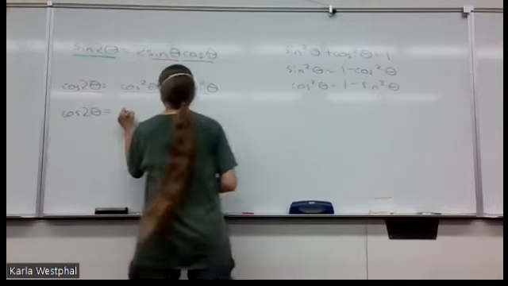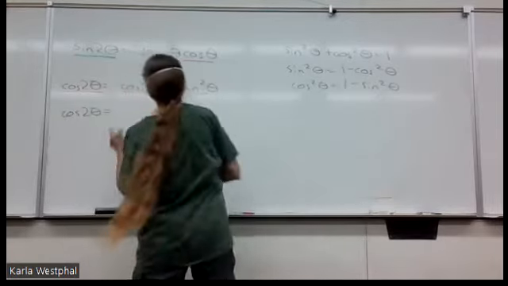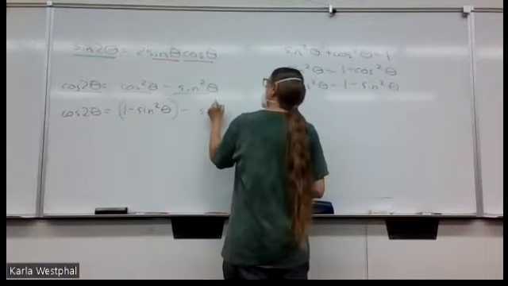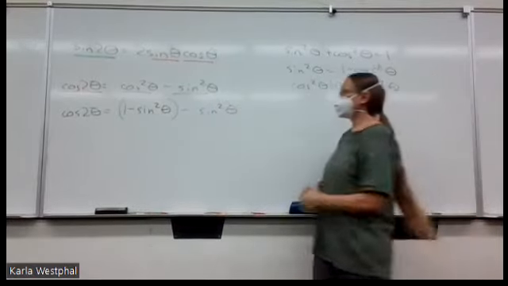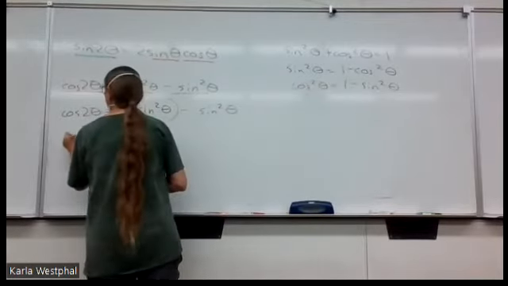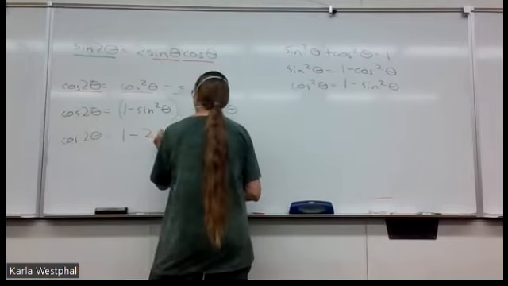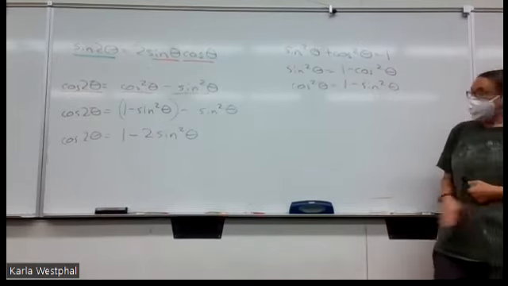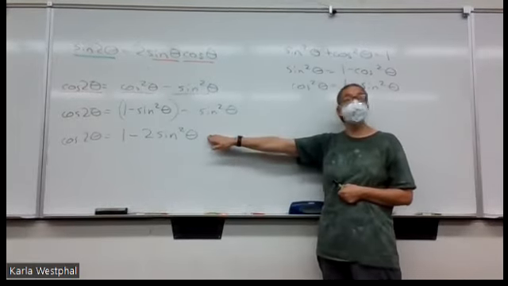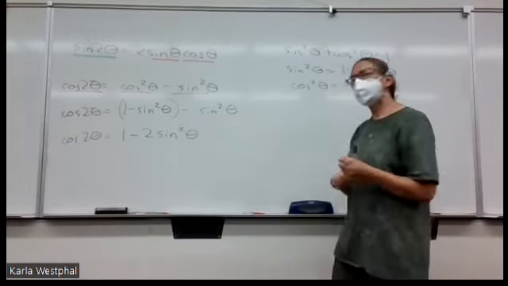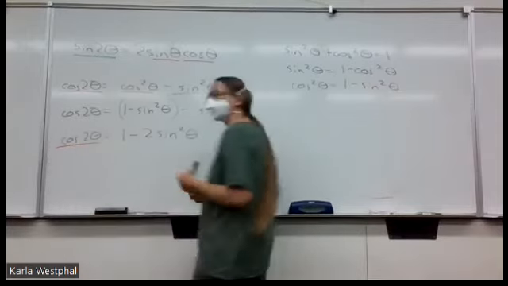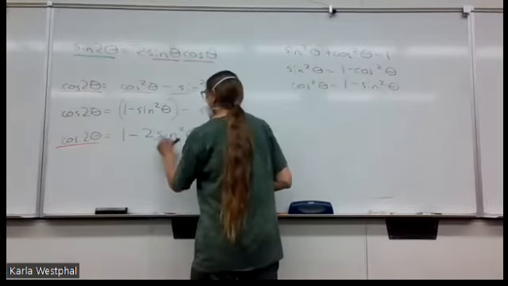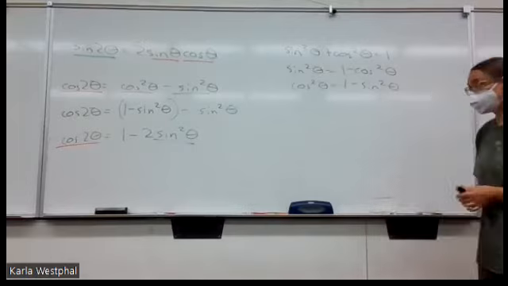So cosine of 2 theta is cosine squared, which is 1 minus sine squared theta, minus sine squared theta. But now I can combine these. I can say cosine of 2 theta is 1 minus 2 copies of sine squared. That's a second version of the double angle formula for cosine. And it just gives me a relationship between two functions: cosine evaluated at 2 theta and sine evaluated at theta and squared.